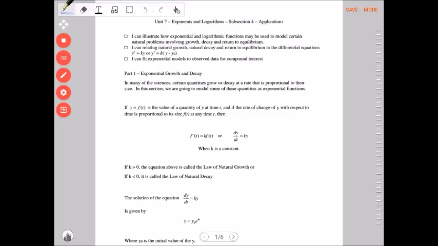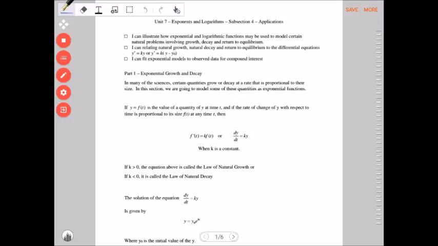You'll be able to relate natural growth, natural decay, and return to equilibrium to differential equations, y prime equals ky, or y prime equals ky minus y0. And you're going to be able to fit exponential models to observed data for compound interest. So three main things for you to do this section, and let's get started.